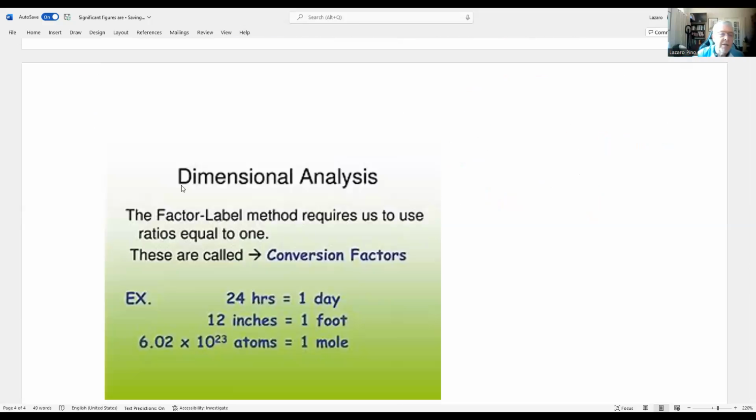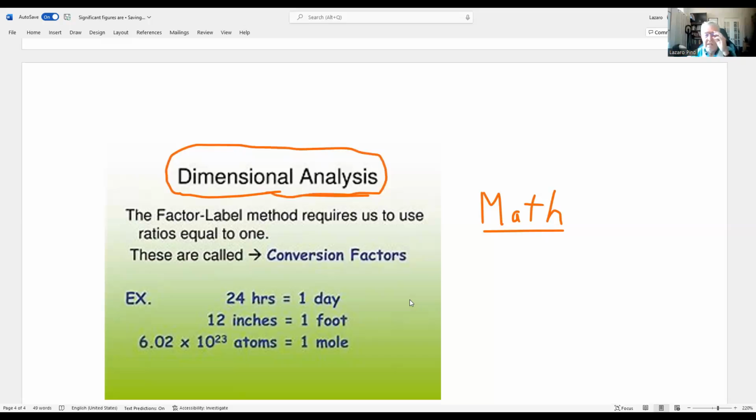Well, let's go to the most important part, dimensional analysis. I always tell my students that this is the math in chemistry. The math in chemistry is dimensional analysis. If you don't understand it, you can go to YouTube and find a lot of videos, and you must know it by heart, because if you don't, you're going to be in trouble in chemistry.